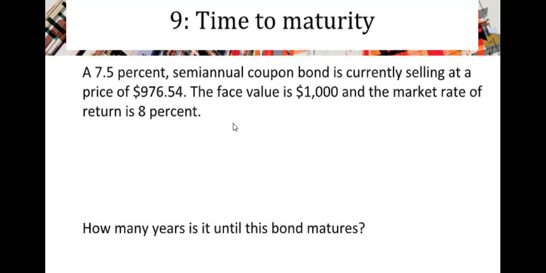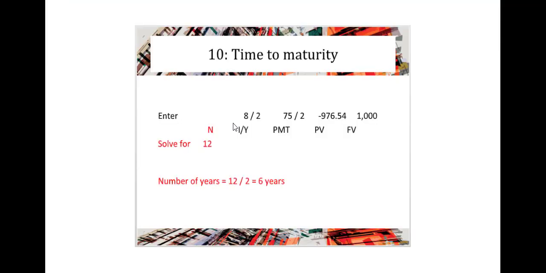Now let's turn to time to maturity. Here it asks you to compute how many years it is until this bond matures. So should the problem be computed in terms of years or in terms of semi-annual periods? Should the answer be expressed in years or in semi-annual periods? Since the interest is paid semi-annually, this problem is calculated based on semi-annual periods of time.